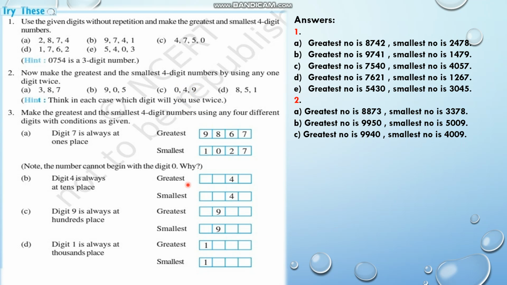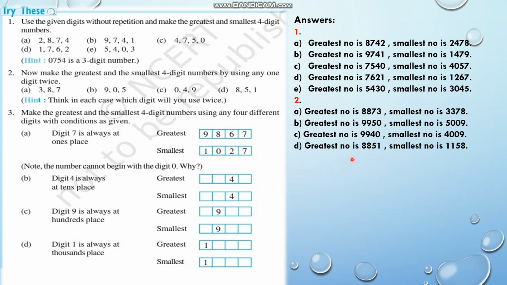Got it, children? Now look at the next one, 851. Here 8 is the bigger digit, so you can repeat the number 8 again. That is 8851. 8851 is the greatest number. And here the smallest digit is 1, so you can repeat the number 1. 1158. That is 1158, the smallest number.